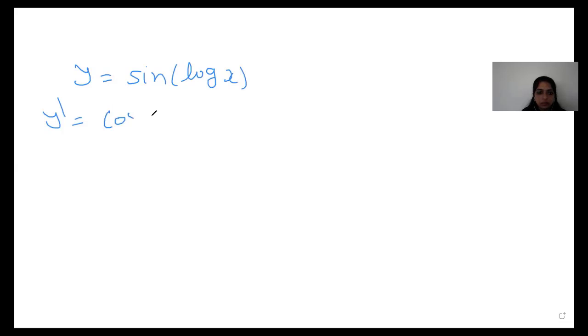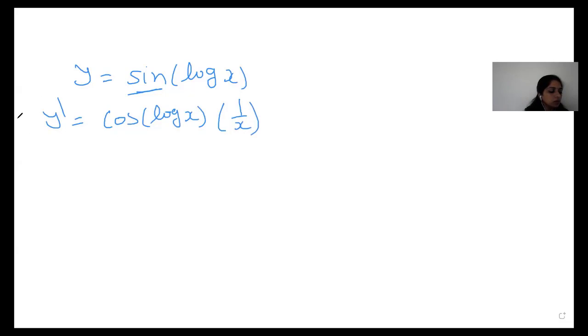Next, y equal to sine log x. Yes, Nirmal. Cos log x into 1 upon x. Perfect. The derivative of sine is cos, log x will be our theta, so it remains same. And by applying the chain rule, the derivative of log x is 1 by x.